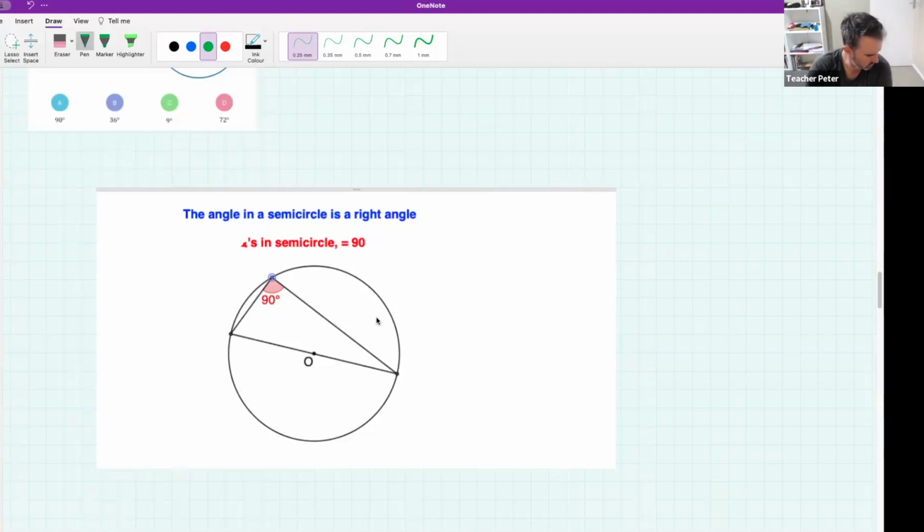What do you notice? It always seems to stay fixed at 90. Which is a little bit odd when you think about it. Well, it's not actually that odd, but it's a little bit surprising. And I'll show you why this is.